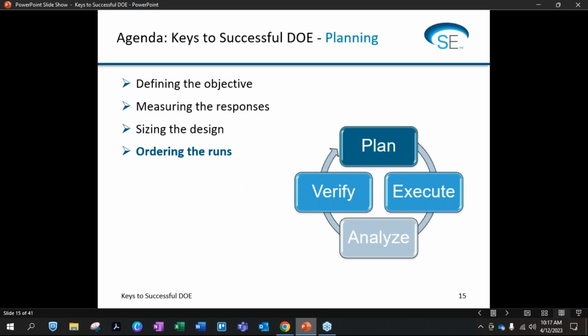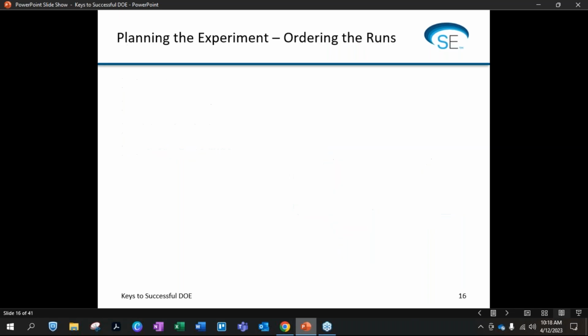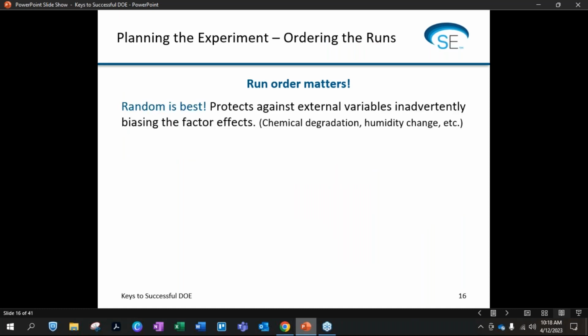All right, let's talk about how do I order the runs. This is a frequently asked question. And of course, run order matters. It really does matter. And as you've all heard, randomization is best. But why? I was teaching a class last week, and we got to this topic, and this came up. Why is randomization important? Well, randomization protects against external things in the environment that might bias the factor effects.